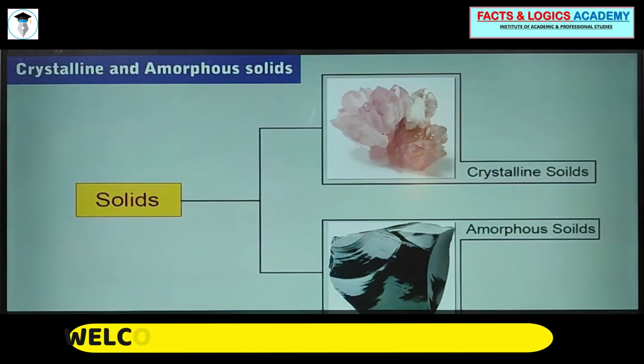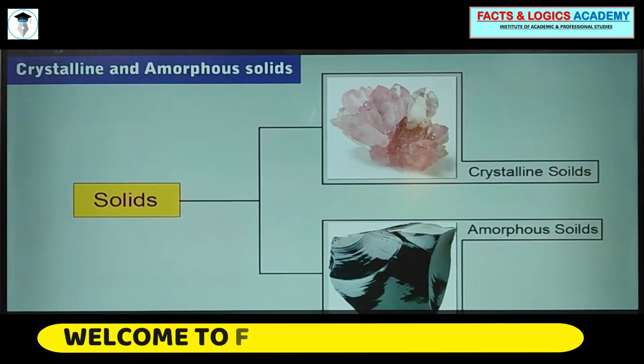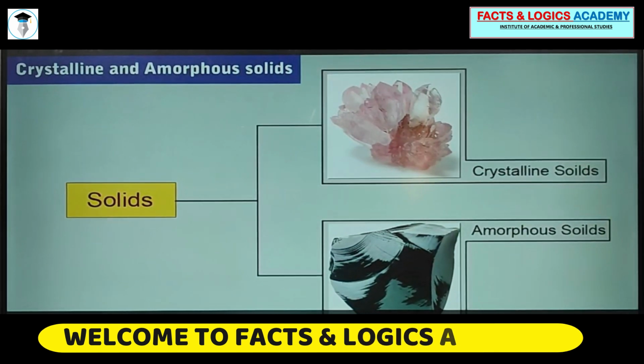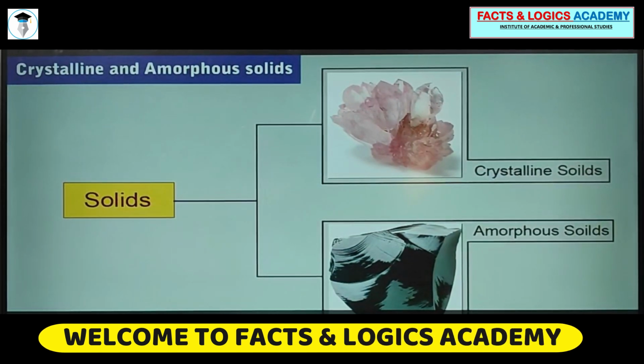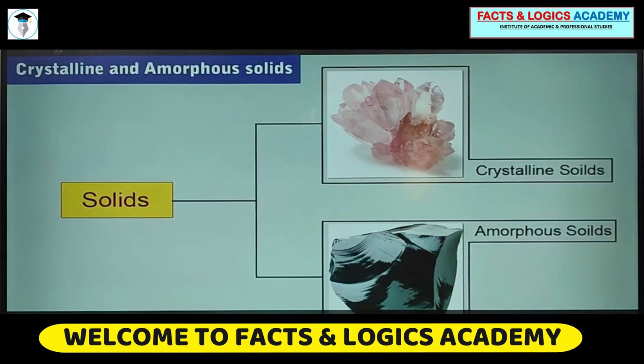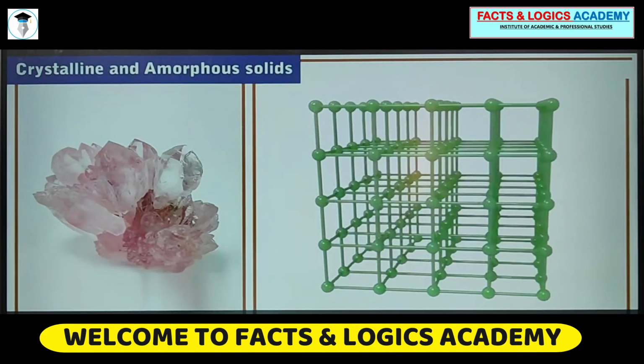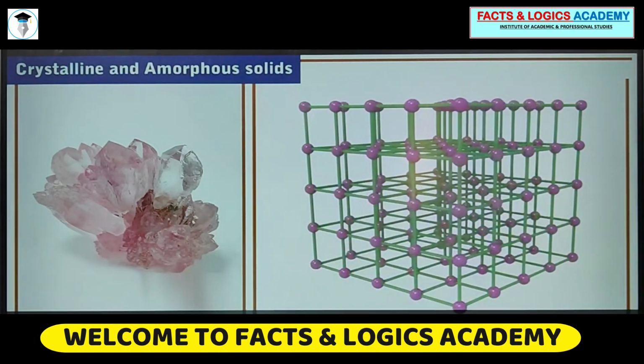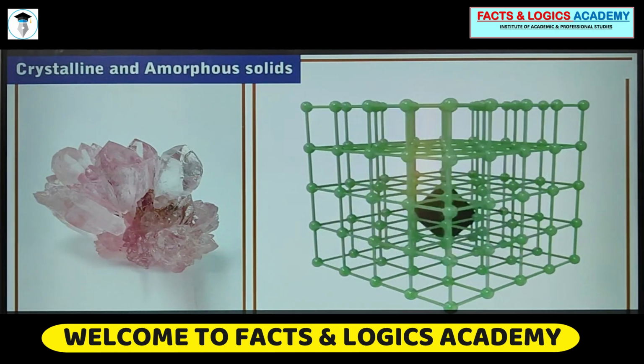On the basis of the arrangement of its constituents, solids are broadly classified into two categories. They are crystalline solids and amorphous solids. Crystalline solids have an orderly arrangement of their constituent particles, such as atoms, ions, or molecules in three dimensions. They are arranged in an orderly manner to give a definite geometry to the crystal.